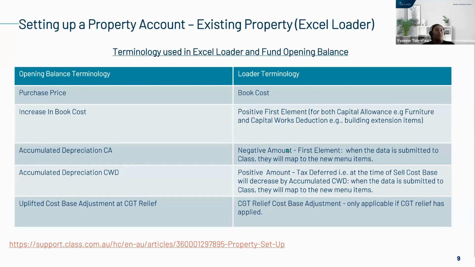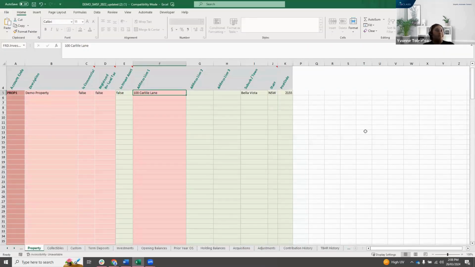So for the first element, as long as you're loading it with a negative amount, it will map to accumulated depreciation, capital allowances, for example. I'll show you now what that looks like in an Excel fund loader that I've prepared. So when you're completing the Excel fund loader, there's a few tabs for property that you'll need to be mindful of when you're completing it.